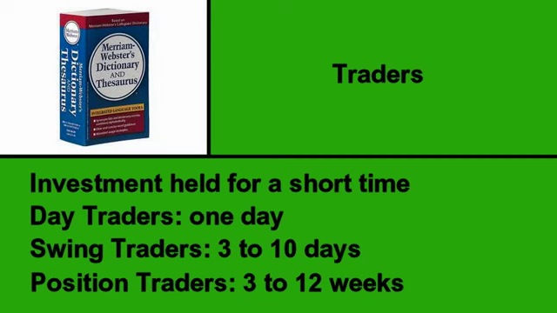Traders are individuals that make a purchase with the idea of holding it for a short time. Day traders, notice the term traders, generally buy and sell a stock the same day. Swing traders generally buy a stock with the idea of selling it within 3 to 10 days. Position traders generally buy a stock with the idea of selling it within 3 to 12 weeks.